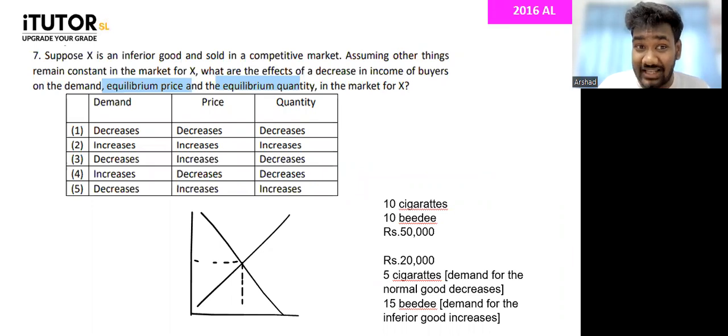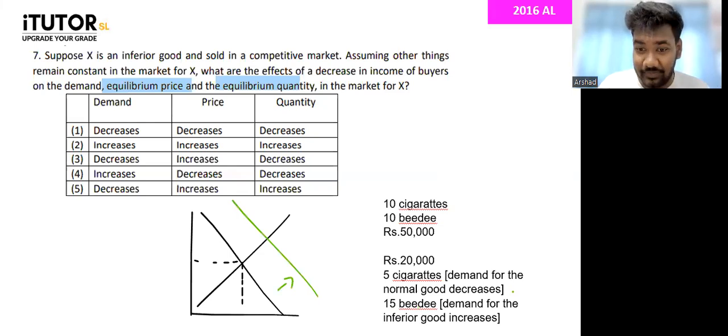So how do you show that in the diagram, guys? Demand increasing means it's a rightward shift. Do you get that? Is that okay? Fine. Okay, so then if it's a rightward shift.